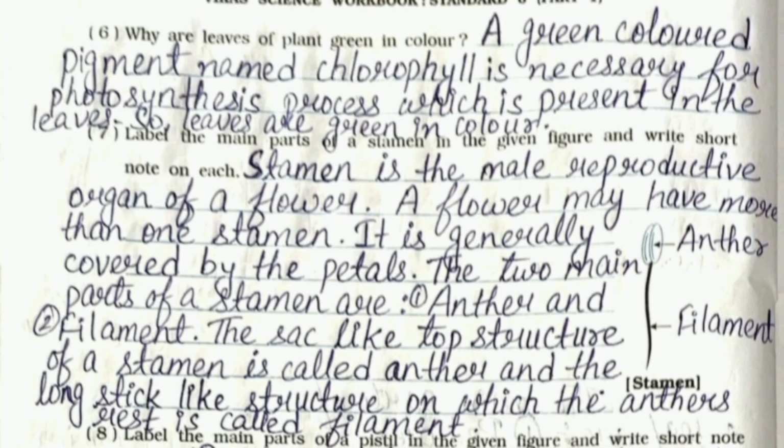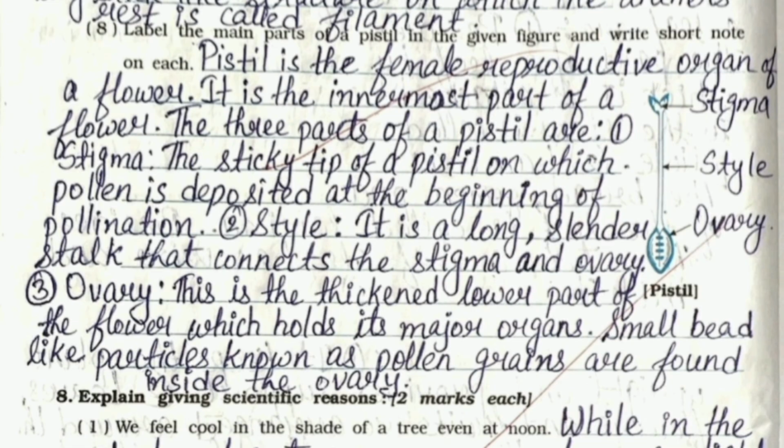Seventh one, label the main parts of a stamen in the given figure and write short note on each. Stamen is the male reproductive organ of a flower. A flower may have more than one stamen. It is generally covered by the petals. The two main parts of a stamen are anther and filament. The sac-like top structure of a stamen is called anther, and the long stick-like structure on which the anther rests is called filament.